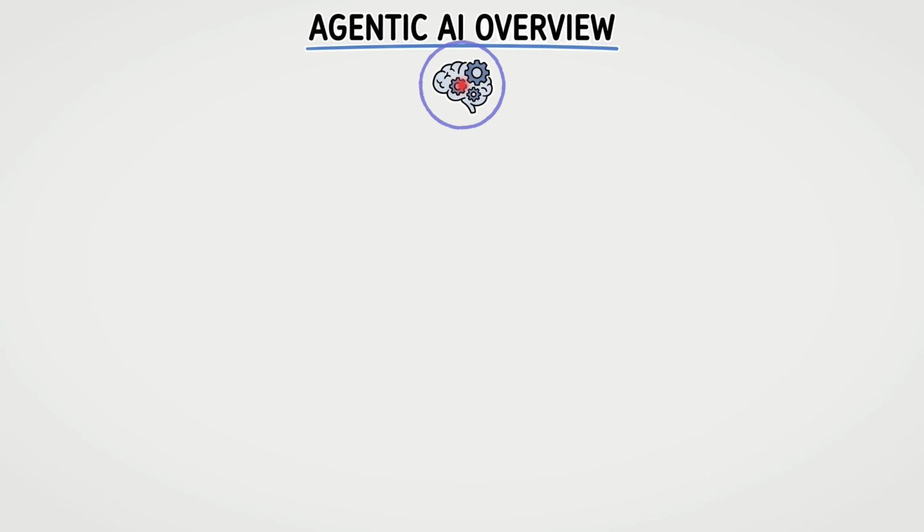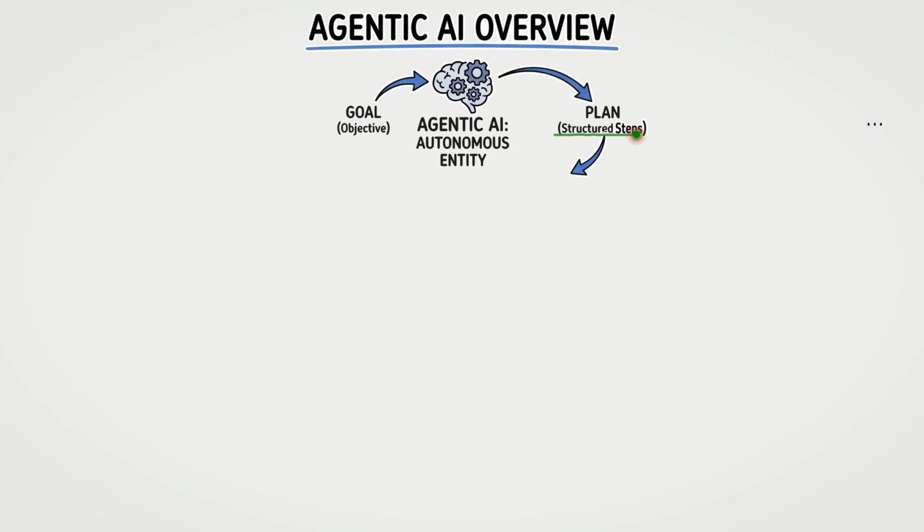At its core, agentic AI refers to an artificial system that operates as a truly autonomous entity. Instead of just answering a single prompt, the process follows a cycle. Given a specific goal or objective, the agent thinks ahead. It develops a structured plan of logical steps to reach that goal.